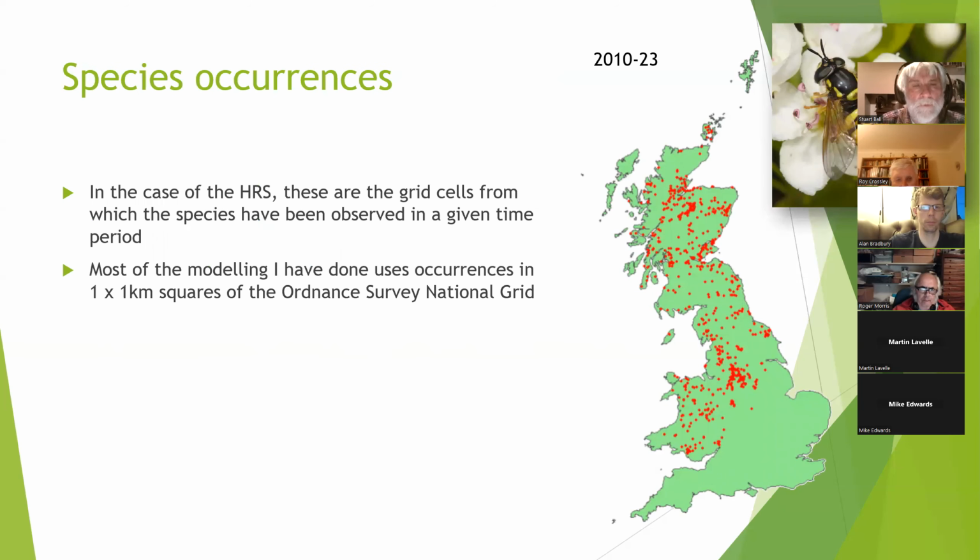As far as Hoverfly Recording Scheme goes, I've tended to use 1 kilometre square grid cells from which the species has been observed in a given time period. So that, for example, is Chrysotoxum arcuatum 2010 to 2022. That shows where the 1 km squares are. Obviously, I've had to make them a lot bigger so you can see them. If I actually plotted 1 km squares, they'd be too small for you to see. So I've plotted bigger blobs over them. But you can see where that species has been recorded according to the Hoverfly Recording Scheme in that period.